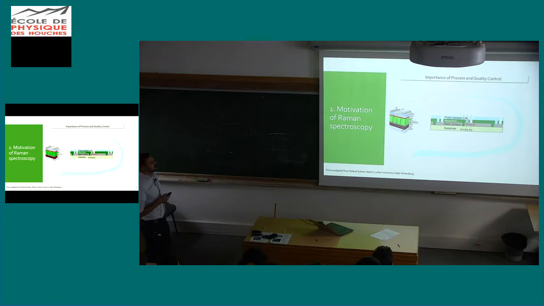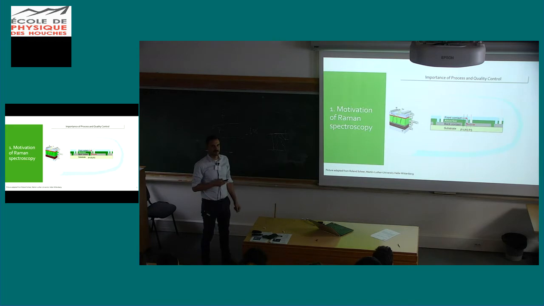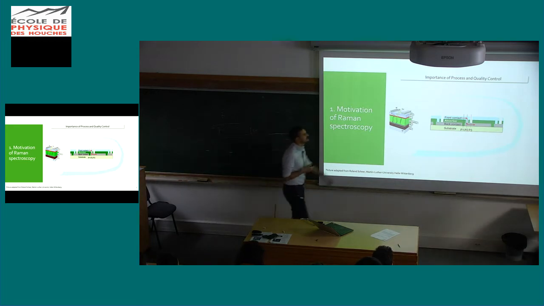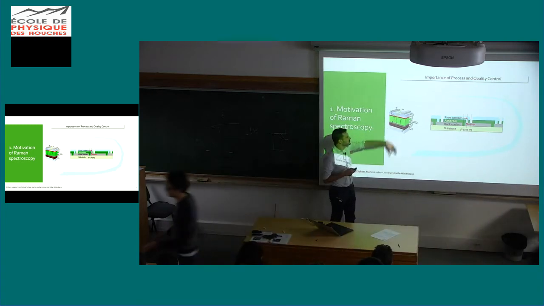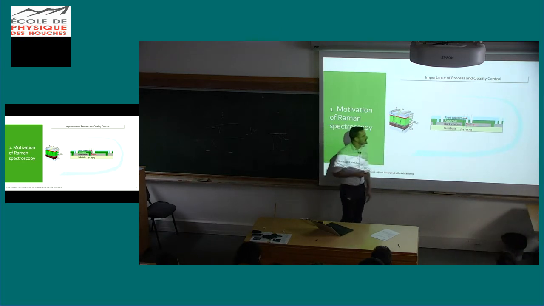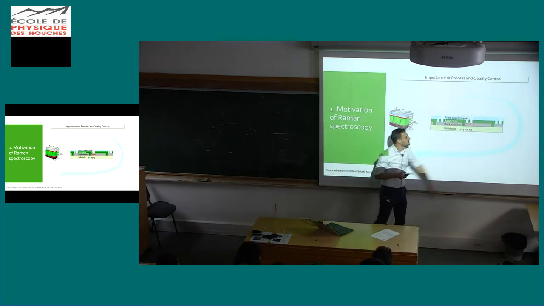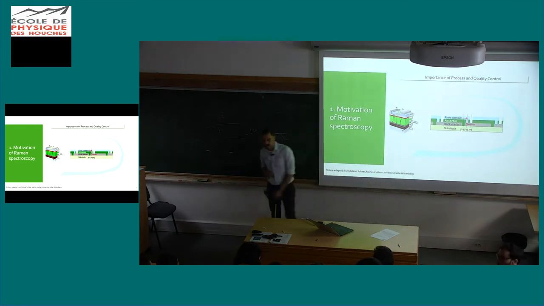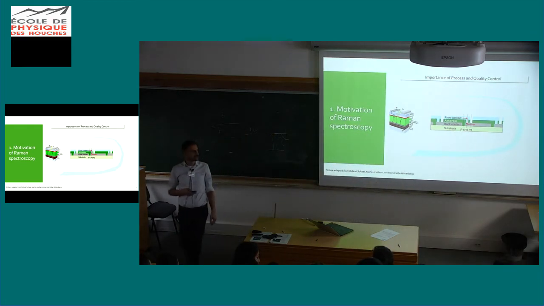Then, in the general process of production of a solar cell, Raman spectroscopy can be used in different stages. It's very useful for different stages. You can see here the typical structure of a thin film solar cell, in this case of copper indium gallium diselenide, but it can be kesterite or another material. And this is the P1, P2, P3 connection that I tried to explain yesterday.